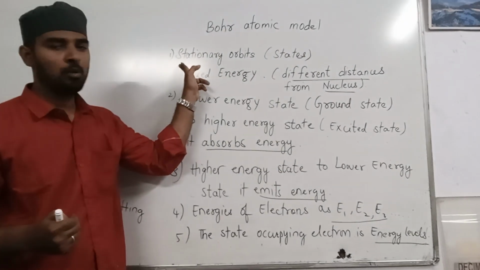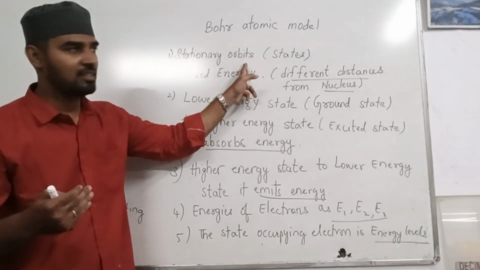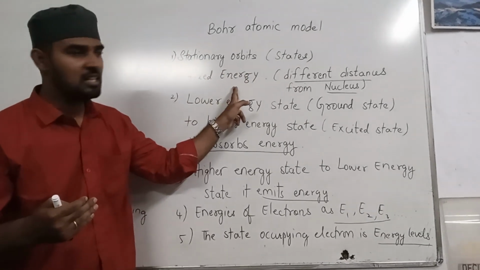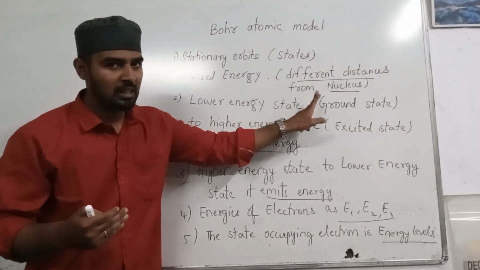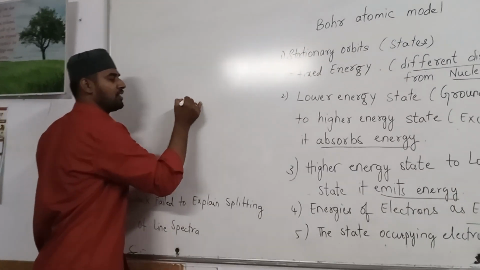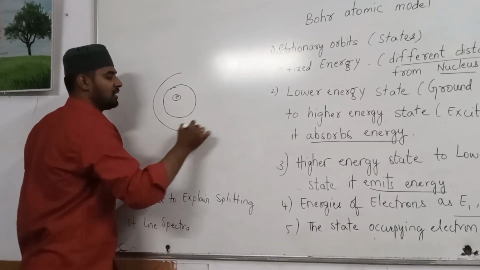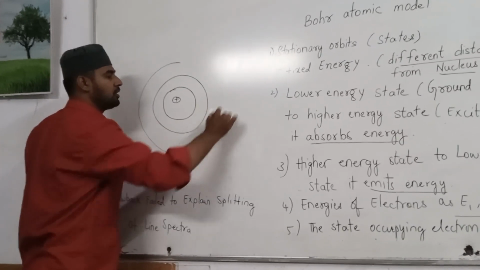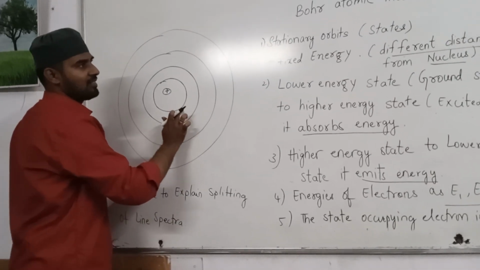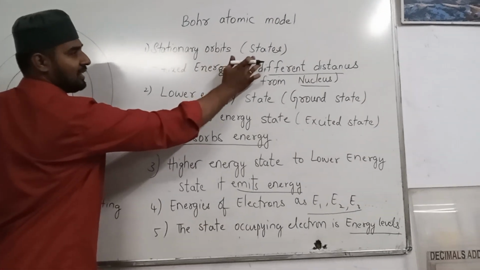Coming to the first point, in his first postulate Bohr highlights the stationary orbits or stationary states, and these stationary states have a fixed energy, at different distances from the nucleus. Imagine the nucleus at the center of an atom. Surrounding it, there is a first orbit, second orbit, third orbit, fourth orbit, and so on. According to the Bohr atomic model, these orbits are called stationary orbits or stationary states.